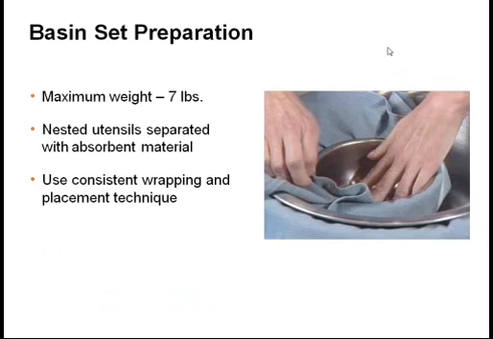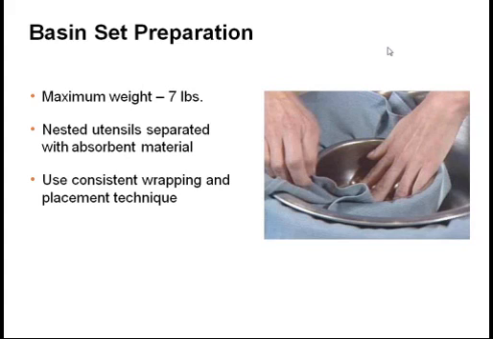To limit condensation from the solid metal surfaces, a basin set should not exceed 7 pounds. All nested utensils should be separated or wicked using absorbent material to separate surfaces for steam contact and evacuation for drying. When using towels to separate large solution basins, open the towel and pie crust it well into the bottom basin before applying a basin on top.